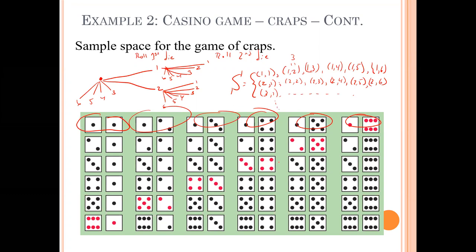The one thing with the game of craps that's important to note is that a 1-3 is different than a 3-1. They're different outcomes. But a 1-1 is still the same thing as a 1-1. So you'll notice if you look at all the diagonals here, there's only one 6-6, or one 5-5, or one 4-4. But there's a 1-2 and then a 2-1. Does that make a little sense?